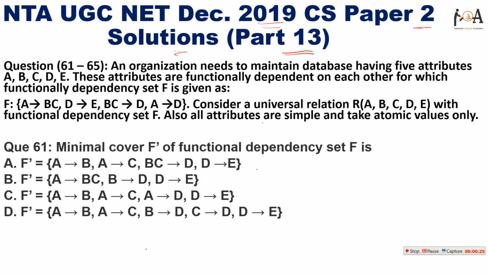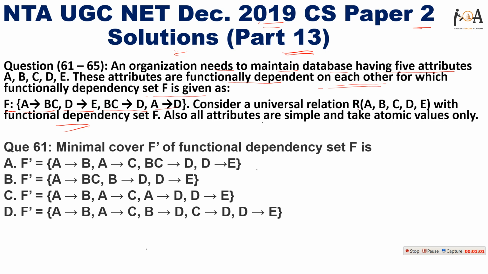So basically questions 61 to 65, 5 questions, are in a slot which was asked on the functional dependency concepts, right? So let's see the question. An organization needs to maintain a database having 5 attributes, A, B, C, D and E. These attributes are functionally dependent on each other, for which functional dependency set F is given to us. The functional dependency set is as follows. The functional dependencies: A derives BC, D derives E, B and C derives D, A derives D.